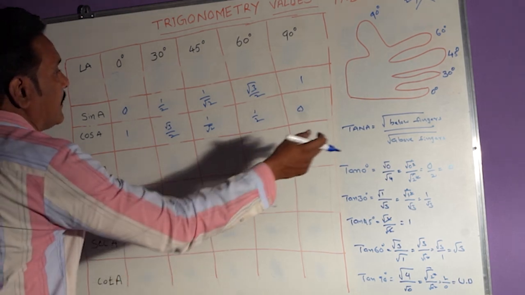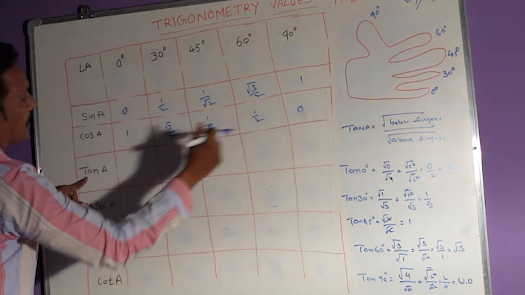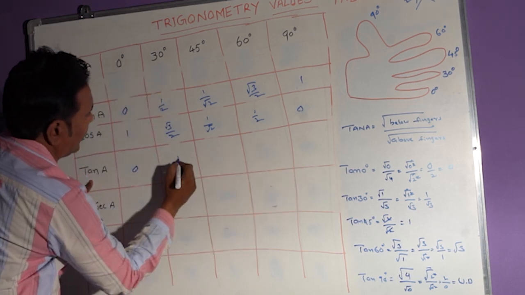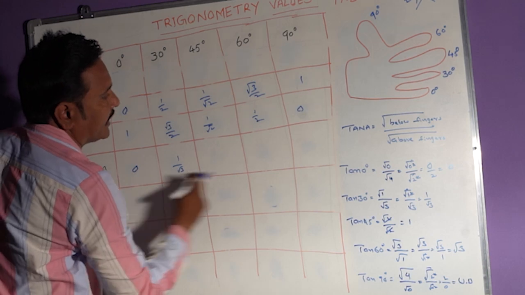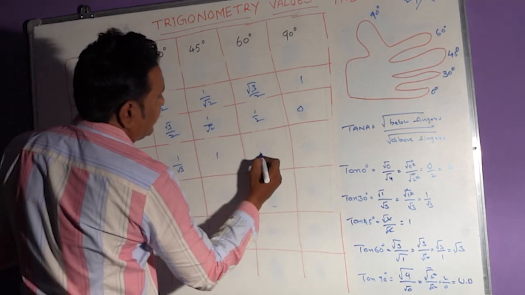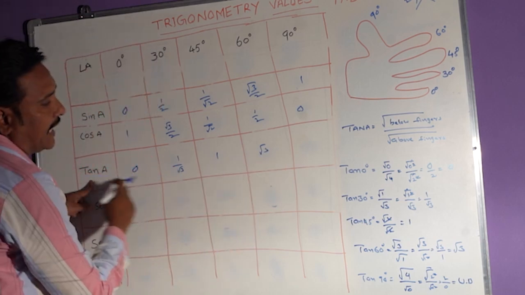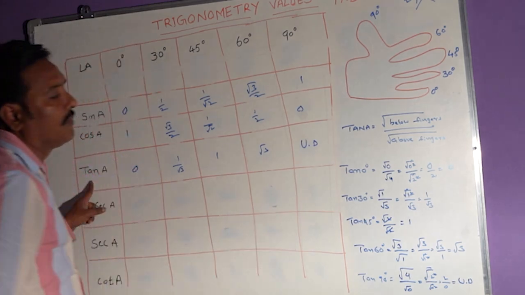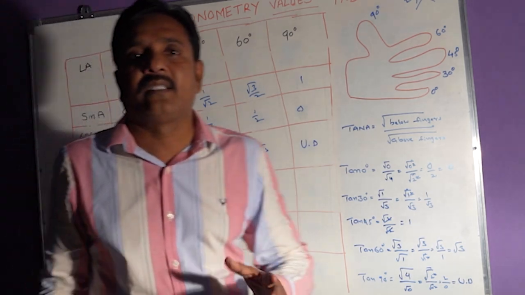Okay. Tan values. Tan 0 degree is equal to 0. Tan 30 degree is equal to 1 by root 3. Next, tan 45 degree is equal to 1. Tan 60 degree is equal to root 3. Tan 90 degree is equal to undefinable, or infinity. Is it clear?